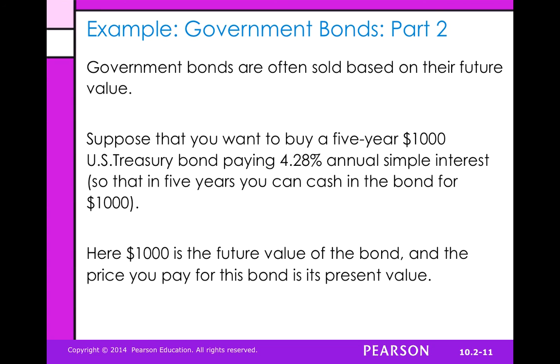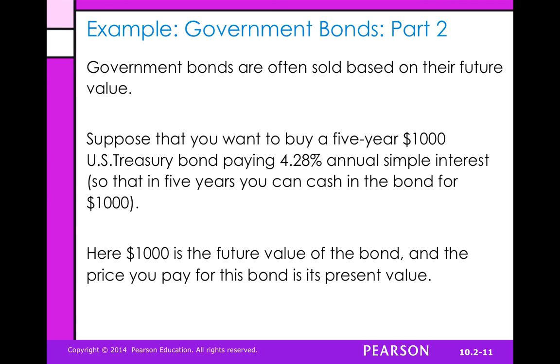What does this mean? When you go and buy a US Treasury bond, this number here, they're telling you how much the bond will be worth at the end of 5 years. So basically, the US government is promising you that in 5 years, you will give them this piece of paper back, and they will pay you $1,000 for it. That's what this is saying. So $1,000 is how much the bond will be worth in the future, 5 years in the future.